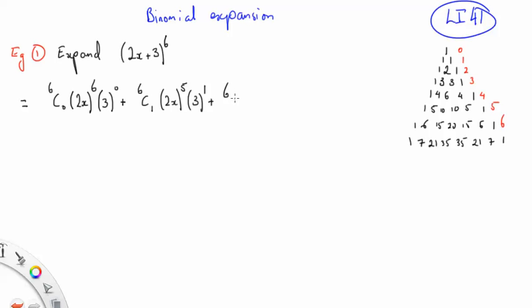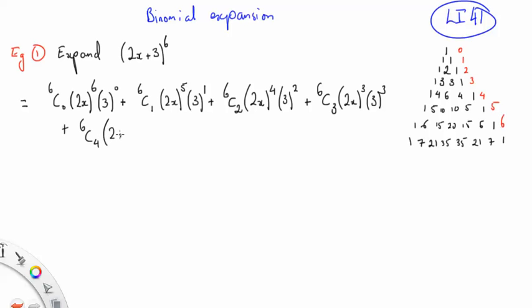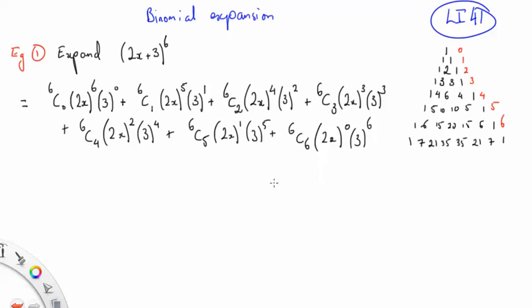Okay, and then we add 6 choose 2, 2x to the power of 4, 3 squared, so it lends another power, plus, and see if you can come up with the next term. It's going to be 6 choose 3, 2x cubed, 3 cubed, plus 6 choose 4, 2x all squared, 3 to the power of 4, plus 6 choose 5, 2x to the power of 1, 3 to the power of 5, plus 6 choose 6, 2x to the power of 0, 3 to the power of 6. If we've done this properly, we should have the same number of terms as in this row. So we have 1, 2, 3, 4, 5, 6, 7. Let's check: 1, 2, 3, 4, 5, 6, 7. Good.